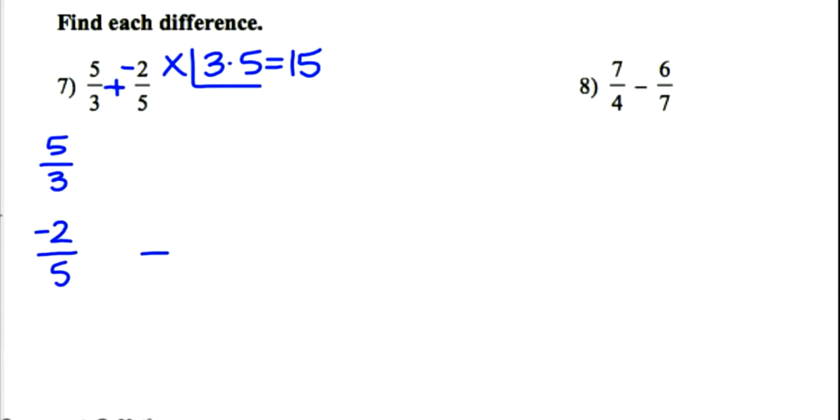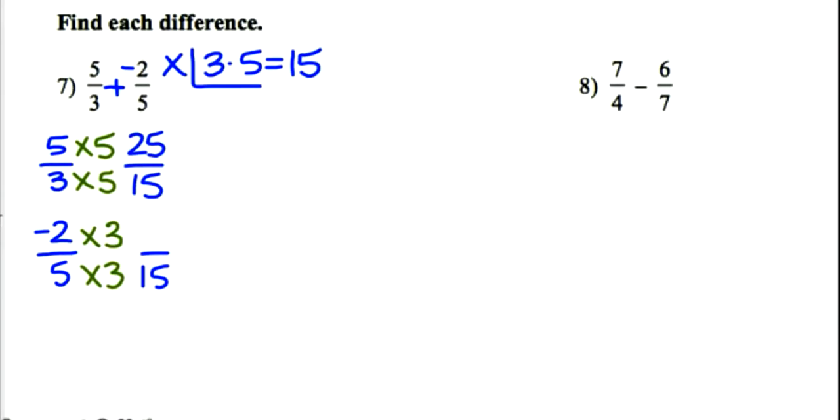And I know that 15 has to be my common denominator. So what times 5 and what times 3 is going to get me to 15? 3 times 5 is going to get me to 15, so I need to multiply the numerator by the same number that I multiplied the denominator by. In the second fraction, 5 times 3 is going to get me to 15, so I'm going to multiply -2 times 3 to get my new numerator. In the first one, 5 times 5 is 25, and in the second one, -2 times 3 is -6.